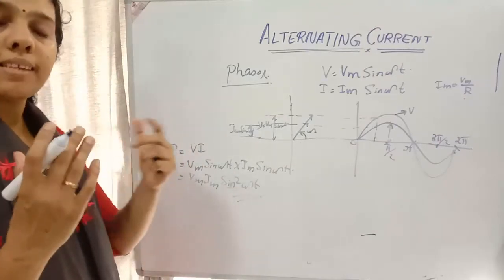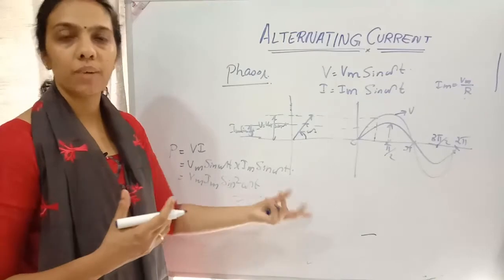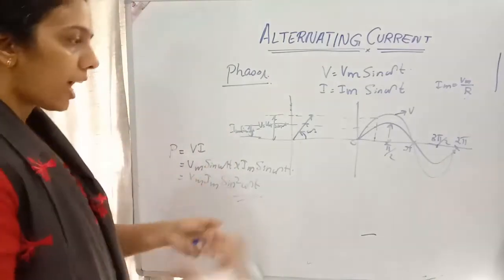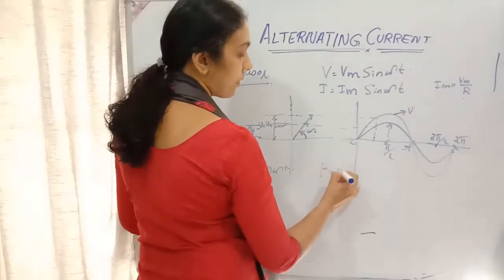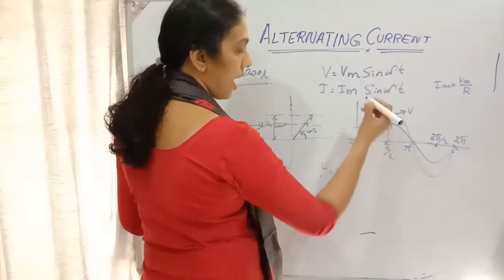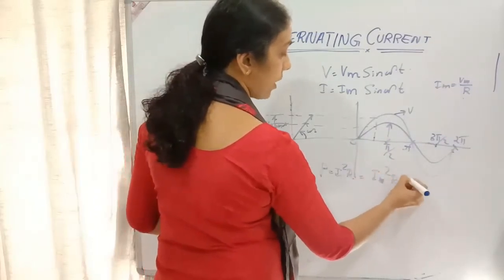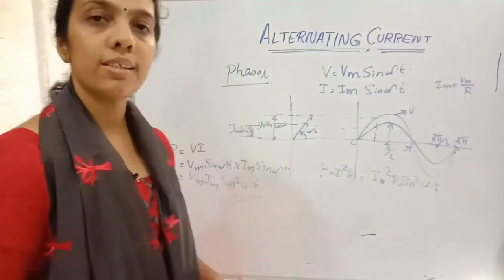Instantaneous power means at different values of t we can substitute that value. Or if you want, as in the textbook, you can do P equals I square R. That also you can substitute. I square R means Im square R sine square omega t. In this manner you can find out the value.